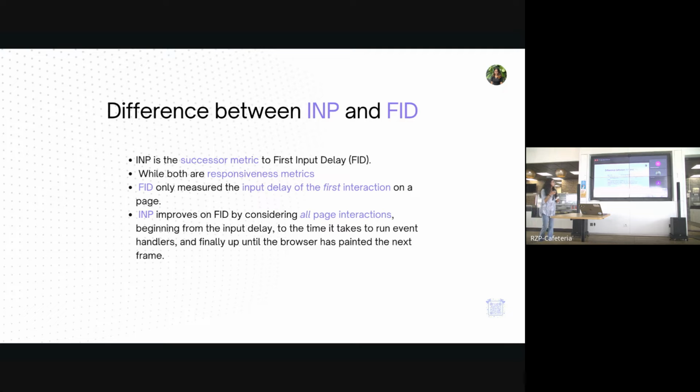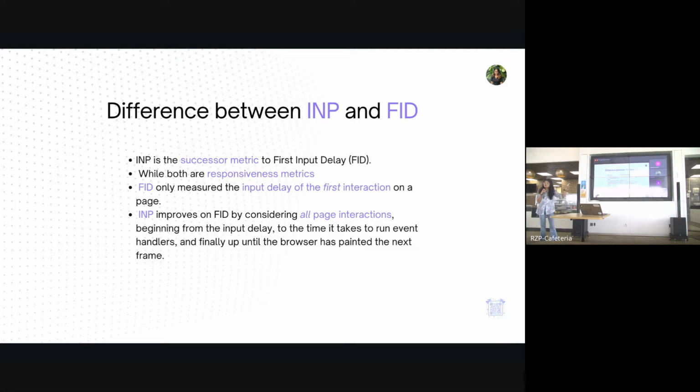But in the case of INP, it's not just that one interaction, the first or the last interaction that you are doing. It's an amalgamation of all the input delays, all the complete input delays that go on throughout your website, and it considers the longest input delay basically. So I'll just read this out: INP improves on FID by considering all page interactions. As I told you, that is the main difference.